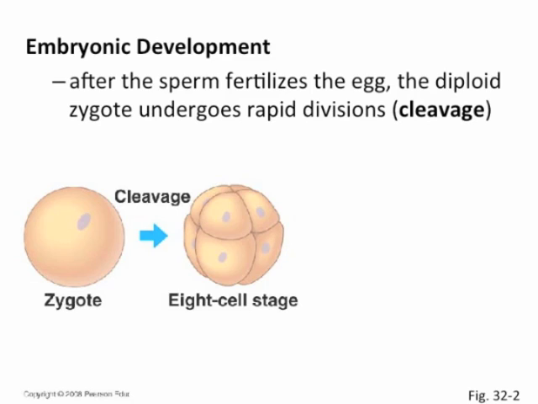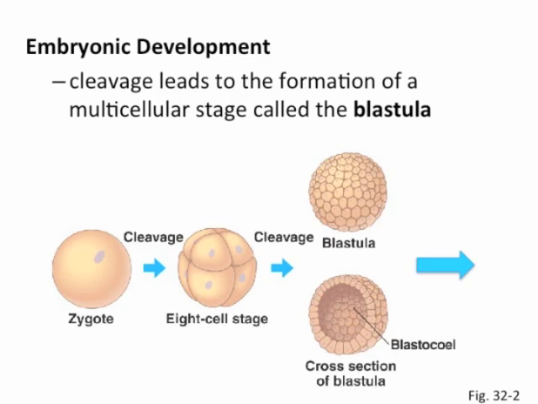And then that 8-cell embryo continues to divide. So it becomes 16 and then 32. And eventually, it forms a ball. And the ball is called a blastula. And it's actually a hollow ball. It has something called a blastocoel inside of it. That's the cross-section. It's just this hollow ball of cells. And this happens in all animals. It ends up being like this.